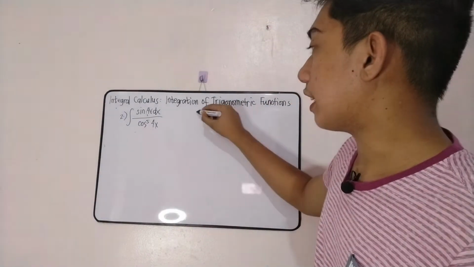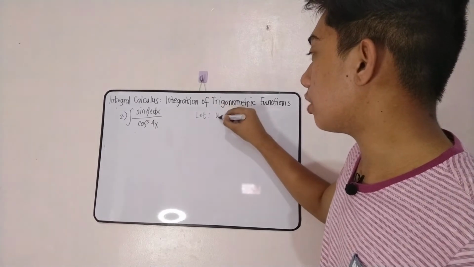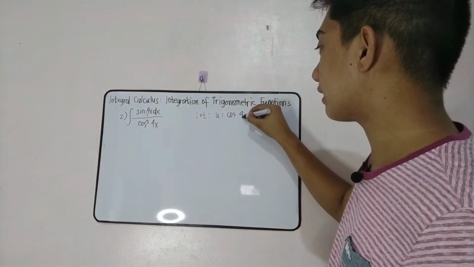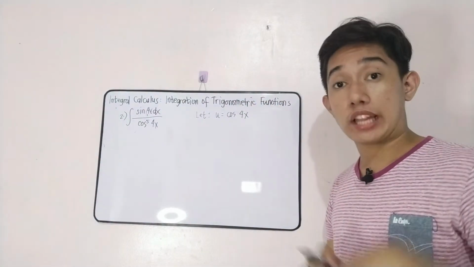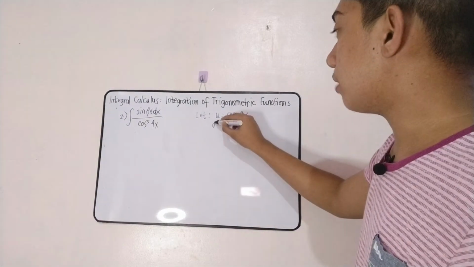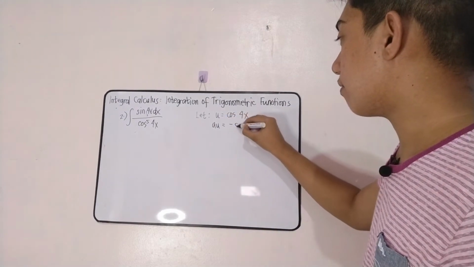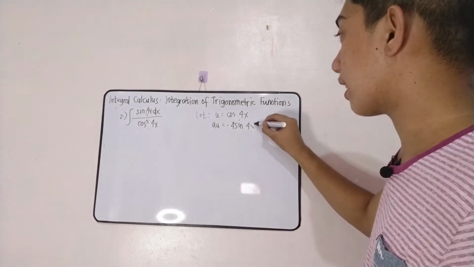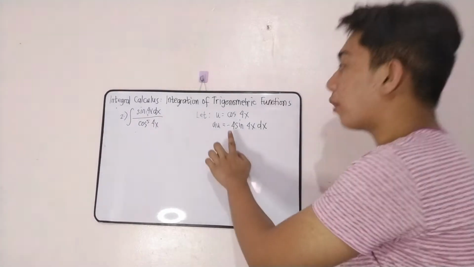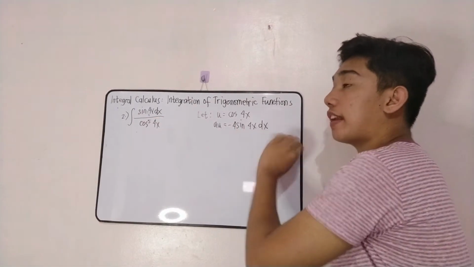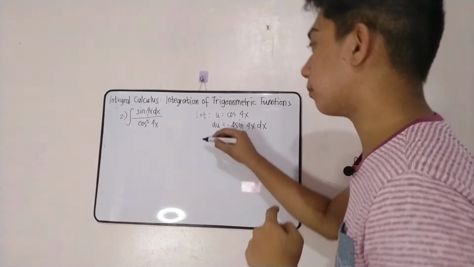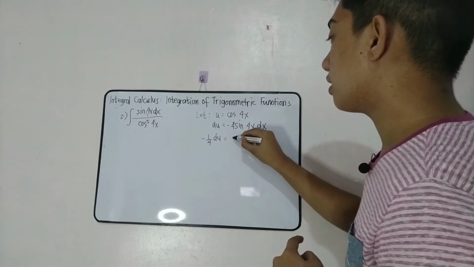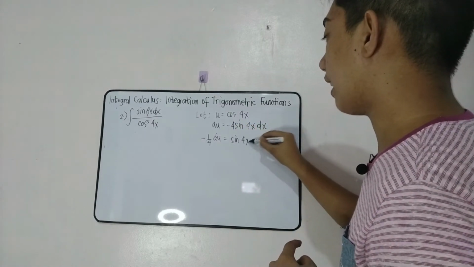Okay? So, just like this one, let u is equal to cosine raised to 4x, since ang baba natin is cosine. So, ang differential ng u is negative 4 sine 4x dx. Napansin natin, walang 4 dito, di ba? Walang 4. So, therefore, divide natin both sides by negative 4, so that it will become negative 1/4 du is equal to sine 4x dx.